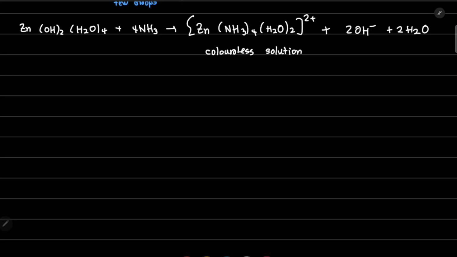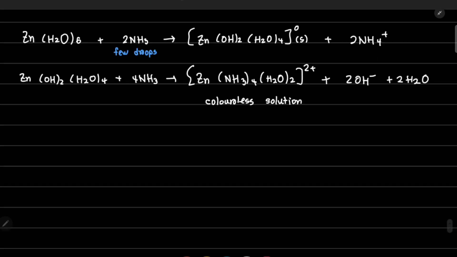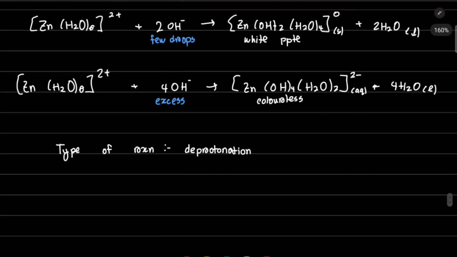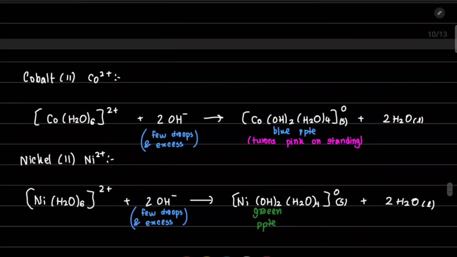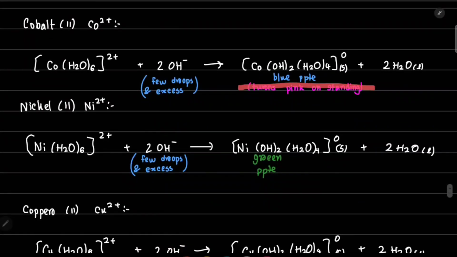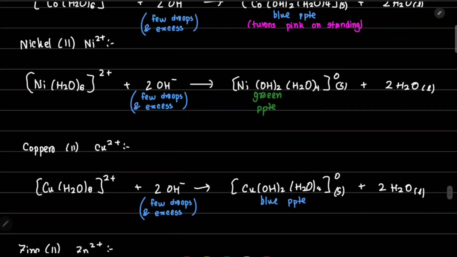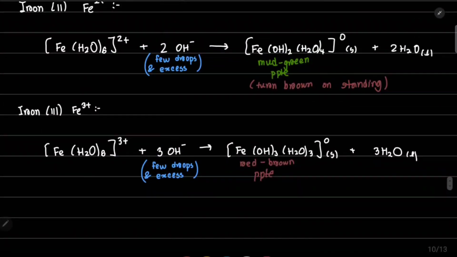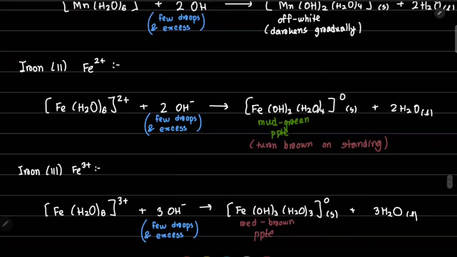Now we can learn about some of the exceptions that we have learned in this case. Not exceptions, just additional forms. So over here we have one that turns pink on standing. We don't yet have an explanation on this, so we'll not be asked questions for that. However, we might be asked questions on why the mud green precipitate turns into red brown. We might have to explain why.